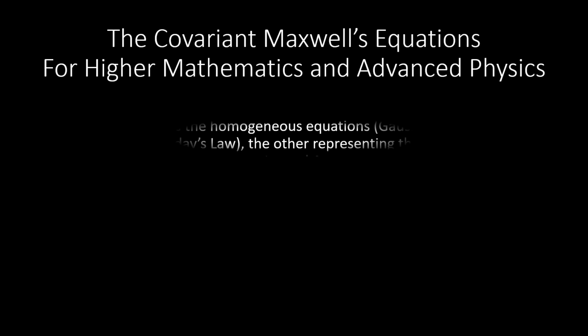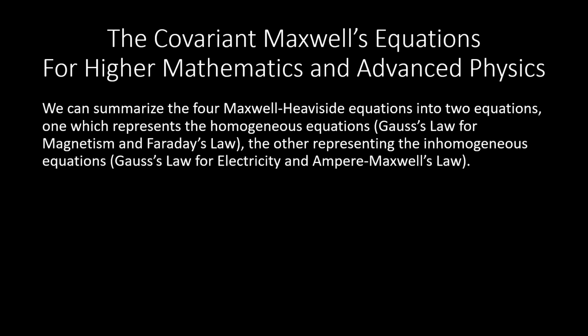First, let's consider the covariant Maxwell's equations. We can summarize the four Maxwell-Heaviside equations into two equations. One represents the homogeneous equations, which are Gauss's law for magnetism and Faraday's law, respectively. The other represents the inhomogeneous equations, Gauss's law for electricity and the Ampere-Maxwell law. So these four equations can become two.